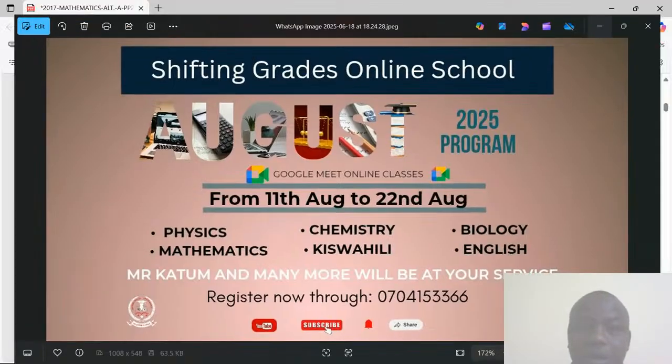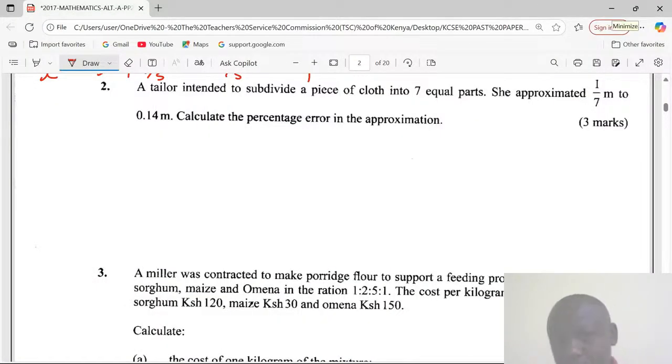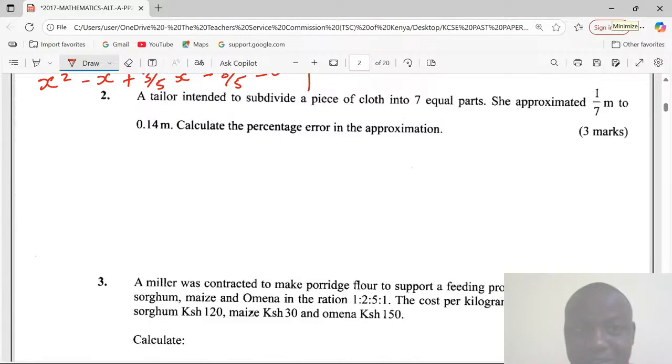So now allow me to go to number 2, which is a question on errors. A tailor intended to subdivide a piece of cloth into 7 equal parts. She approximated 1 out of 7 meters to 0.14 meters. Calculate the percentage error in the approximation. So how do we calculate percentage error when approximations are involved?